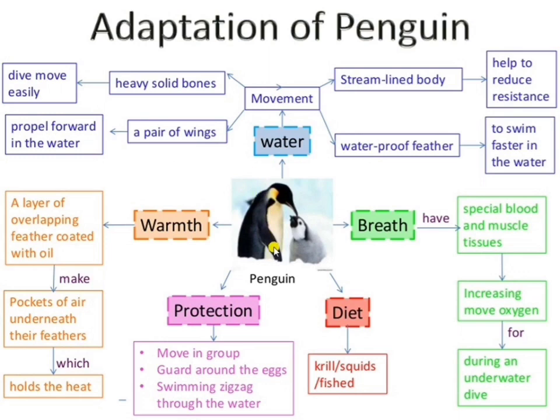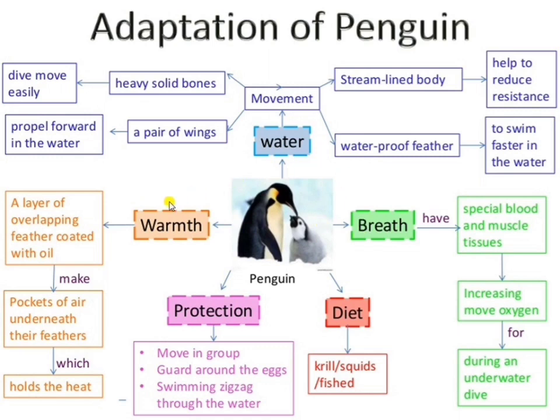It has a white color and black at the back. The white color merges well with the snow covered background, and then it has a thick skin with a lot of fat underneath that protects it from extreme cold. They have solid bones so they can easily dive and move in the water. Next, penguins remain in large groups because they huddle together to give warmth to each other. That's why they are in a group.